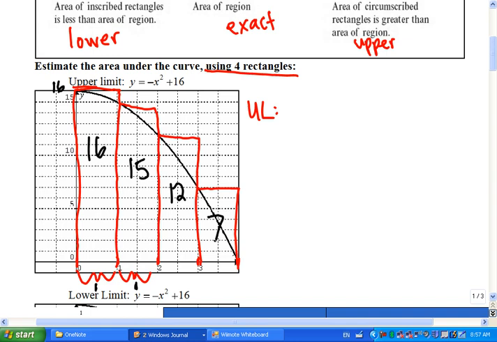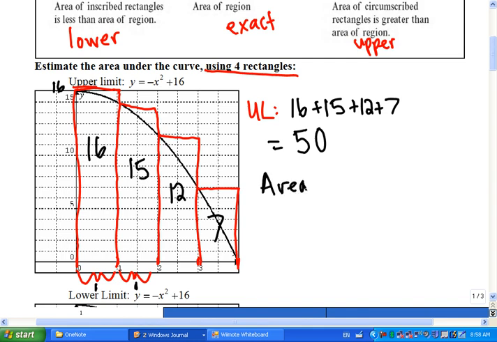7, okay. So if I added up my areas, I can say without a doubt that whatever the area under that curve is, it must be less than this total. So let's see here, that looks like 50. Yeah, 50. So we know the area under the curve, I'll call this A, A must be less than 50.